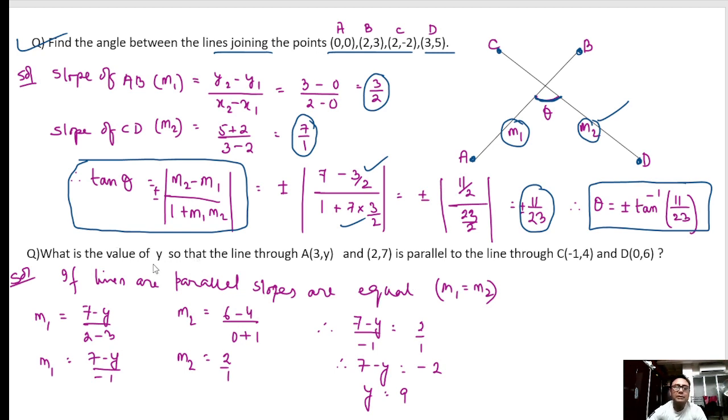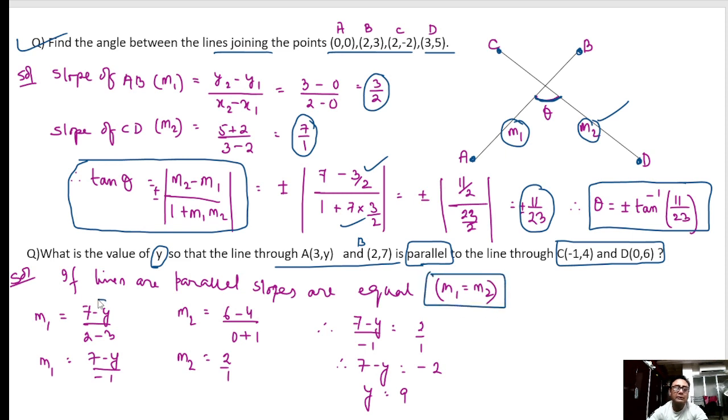Next, what is the value of y so that the line through these 2 points, A and B, is parallel to the line through these 2 points? That means the line between these 2 points and the line between these 2 points are parallel. Okay, so I told you if the lines are parallel, the 2 slopes should be equal.